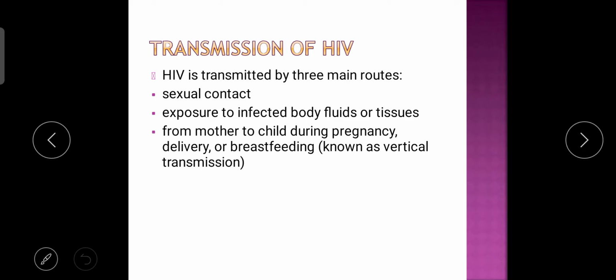So if you are giving infected blood or fluids to another person, it can also be transferred. It can also be transferred from mother to the child during pregnancy. This is very important, as we are studying about HIV in pregnancy. So from the mother it can be transferred to the baby during pregnancy or delivery or breastfeeding, and this is known as vertical transmission. So these are the three ways how HIV is transferred from one person to another person.